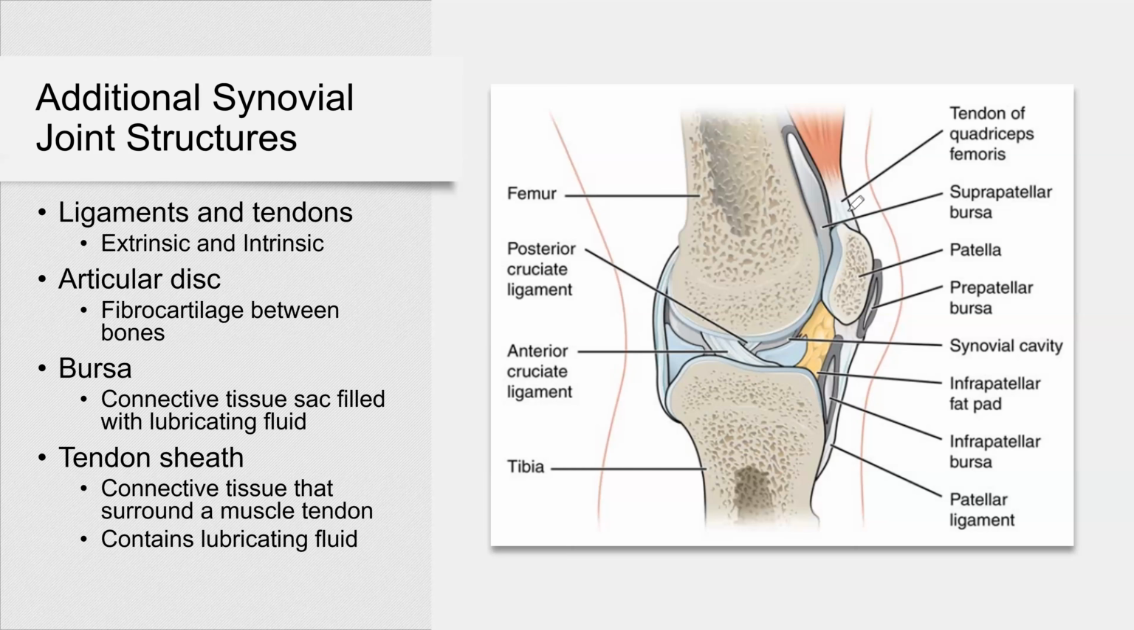Or over here, for example, we have the patella ligament. So we have a tendon here that became the patella ligament, so we also have a bursa. So we prevent damage to those ligaments, right? Because everything that wraps across a hard surface is susceptible to tears and damage. So we can also have a tendon sheath. That's a connective tissue that surrounds a muscle tendon and contains lubricating fluid as well. Not shown on this model, but we will see it on some other diagrams. So those are additional structures: ligaments and tendons, articular disc, bursa, tendon sheath.